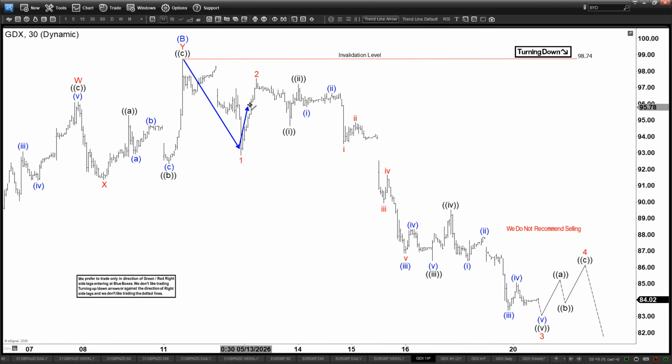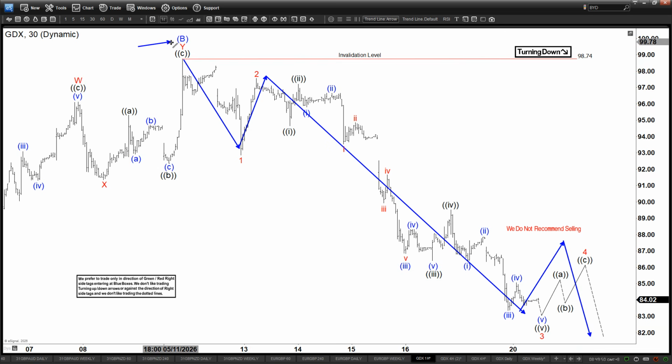So we got this 1-2 here, and then the 3 is expected to complete soon. And then from there we should be getting a 4, which is typically in 3 waves and typically at least a 23.6% retracement most of the time. Once we finish with 4, we have a chance to extend one more leg down to finish 1, 2, 3, 4, 5, and then finish the C leg. So looking at the shorter cycle, as long as we stay below 98.74 here, we have a chance to do a little bit more downside.